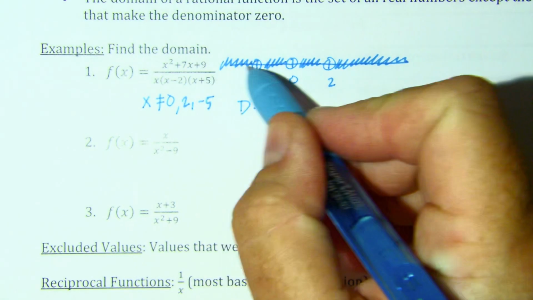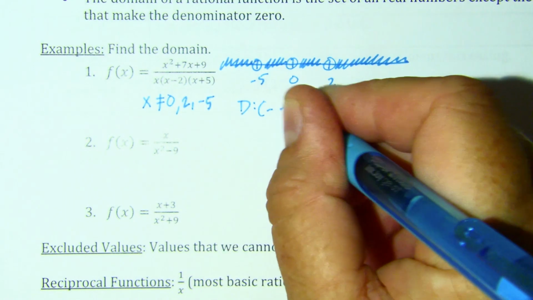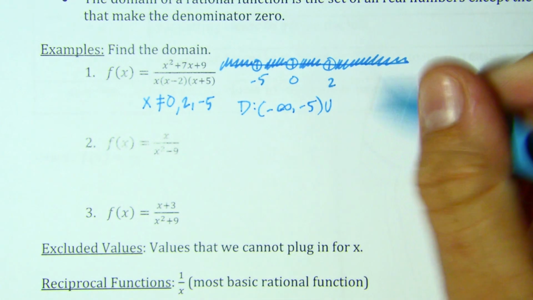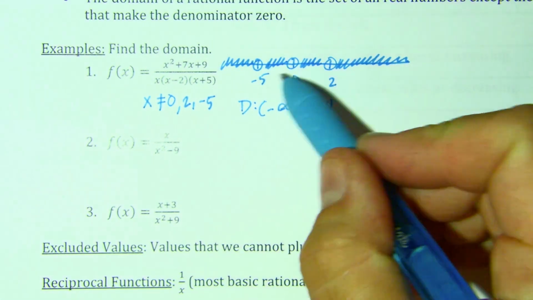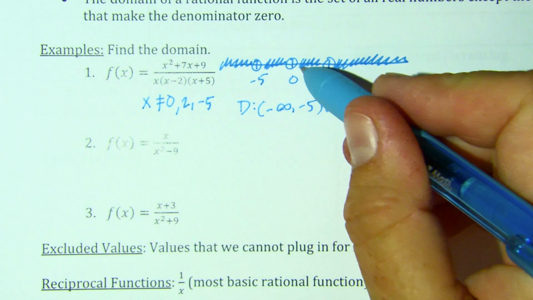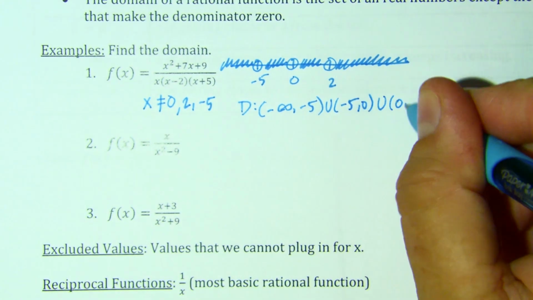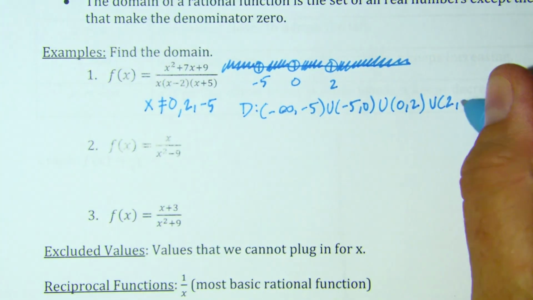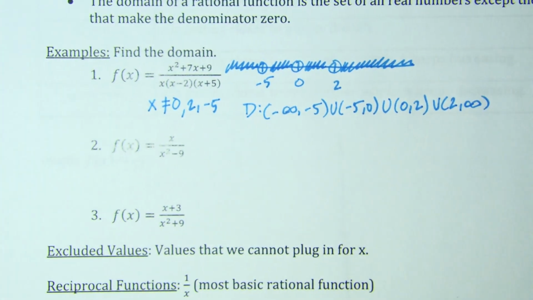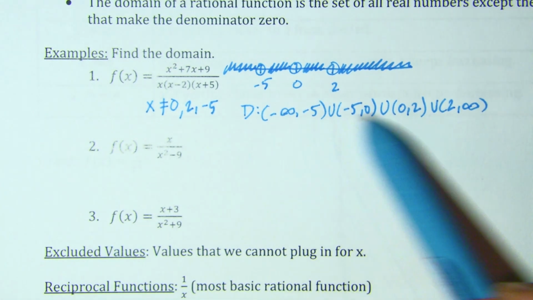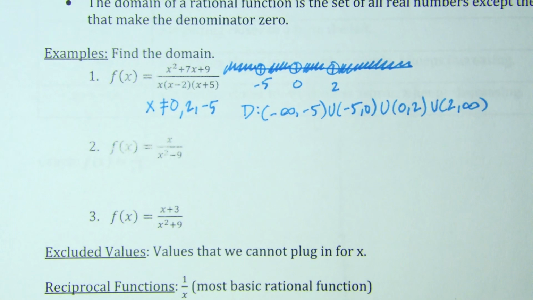Well, that would be -infinity to -5. We're not including -5 because it can't equal -5. And then this interval would be -5 to 0, and then 0 to 2, and 2 to infinity. So that would be the domain. We have 4 different intervals here, so we have to list it with 4 different intervals.